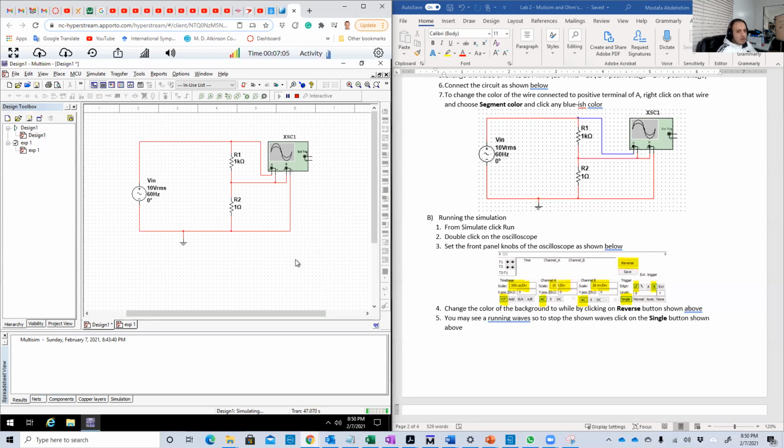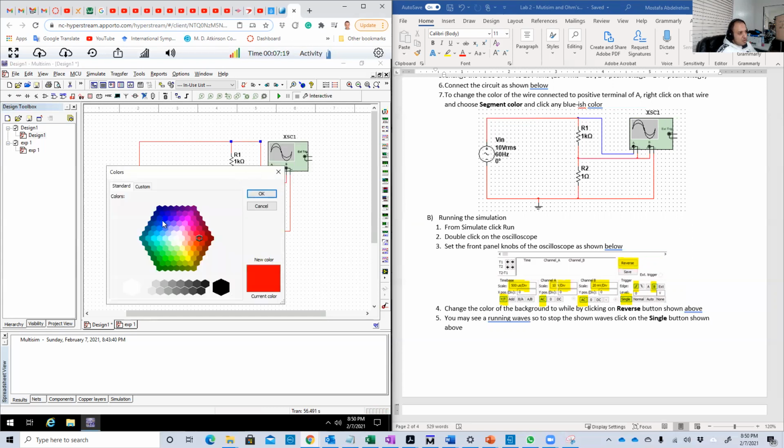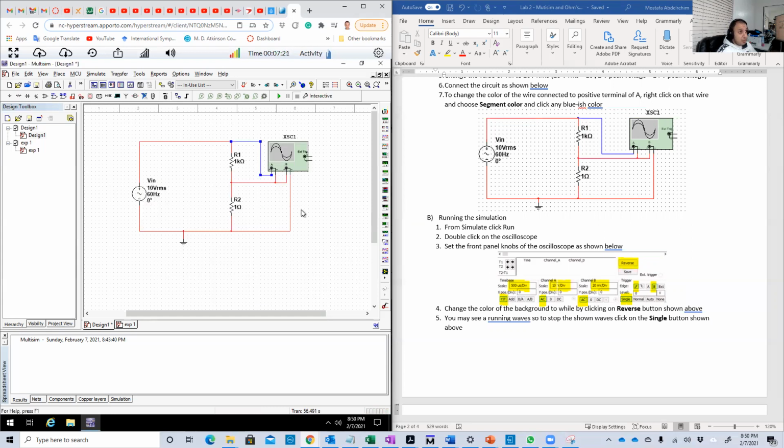So it's harder to discriminate, we can say. So just right click, and yeah, because it's running, so we should stop running first. And right click again here, segment color, and choose blue. Why blue? Because I like blue. That's a completely different story.